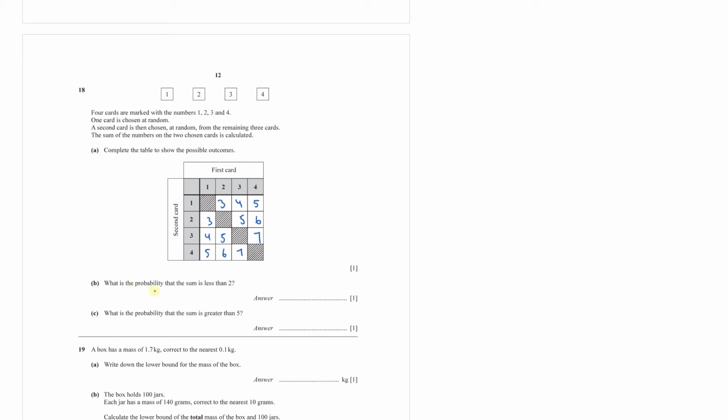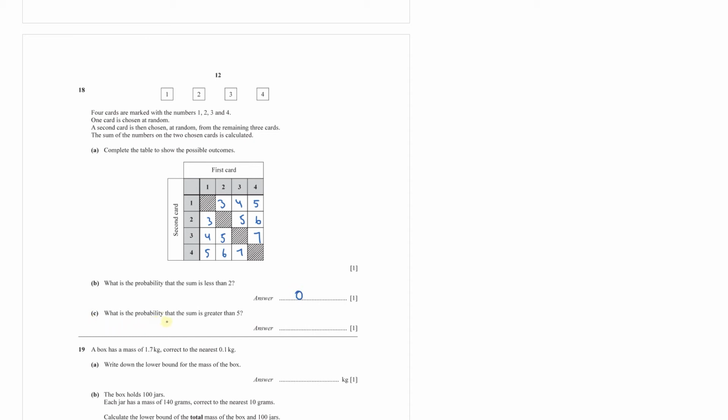Part B is, what is the probability that the sum is less than 2? So these are all the possible outcomes that you can get, right? If you pick one card and then you pick the second card without replacement, these are all the possible combinations. So what is the probability that the sum is less than 2? You don't see any sum that is less than 2. So the probability of getting 2 cards with sum less than 2 is 0.